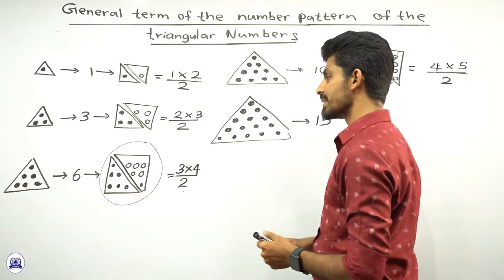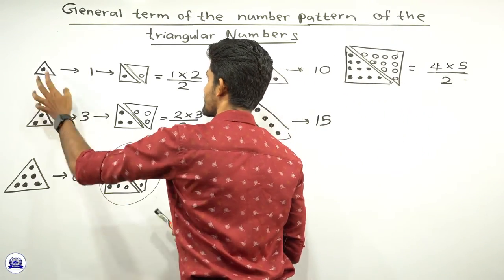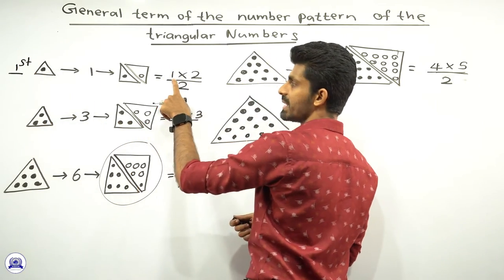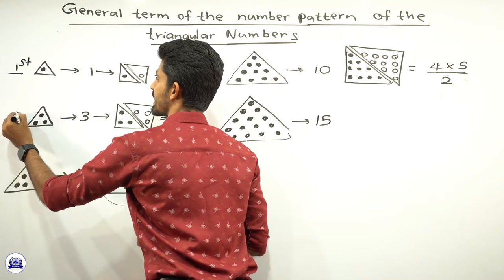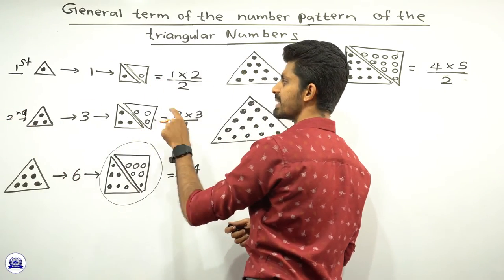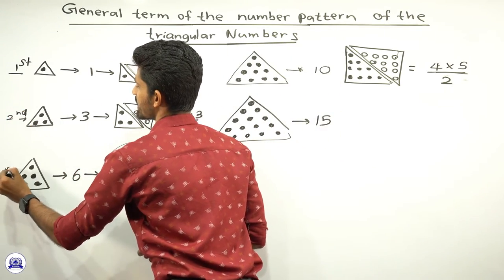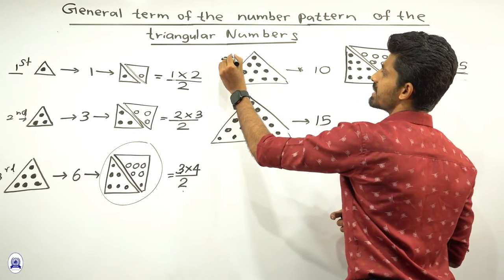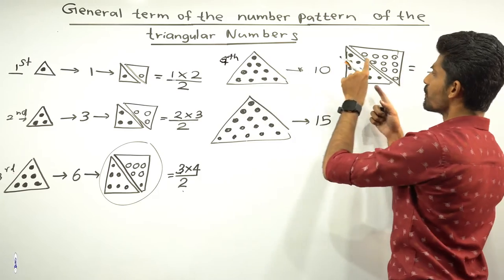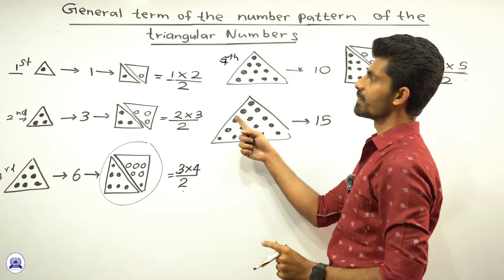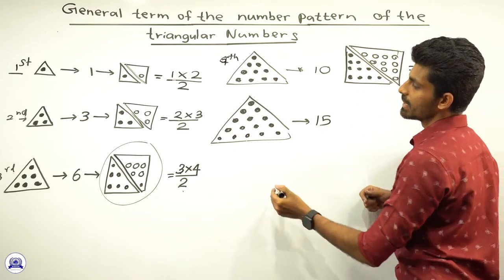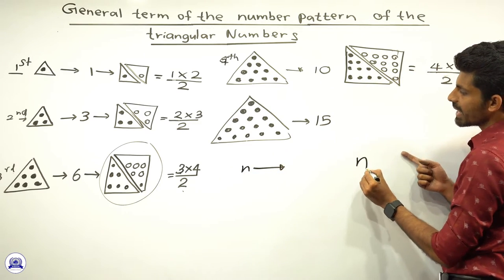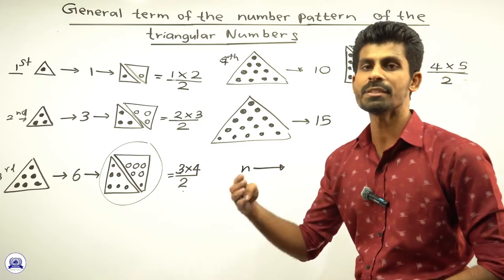Look at this one. This is the first term, right? 1 is there. Second term, 2 is there. Third term, 3 is there. This is the fourth term, 4 is there. Fifth term, 5 is there. So look at the nth term. n should be there.